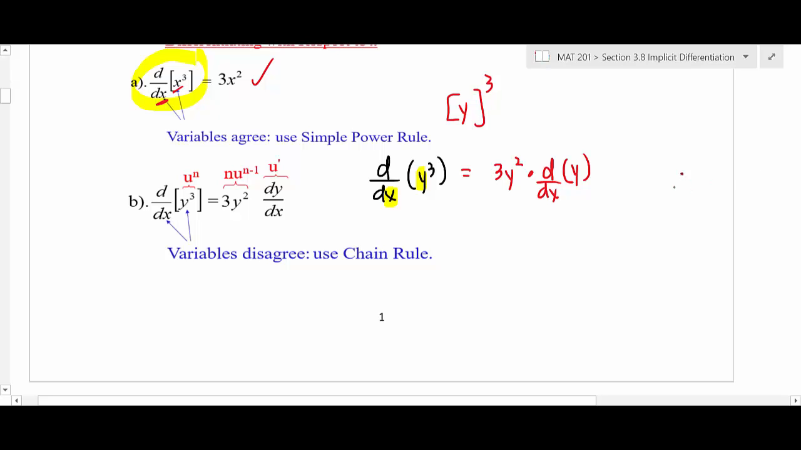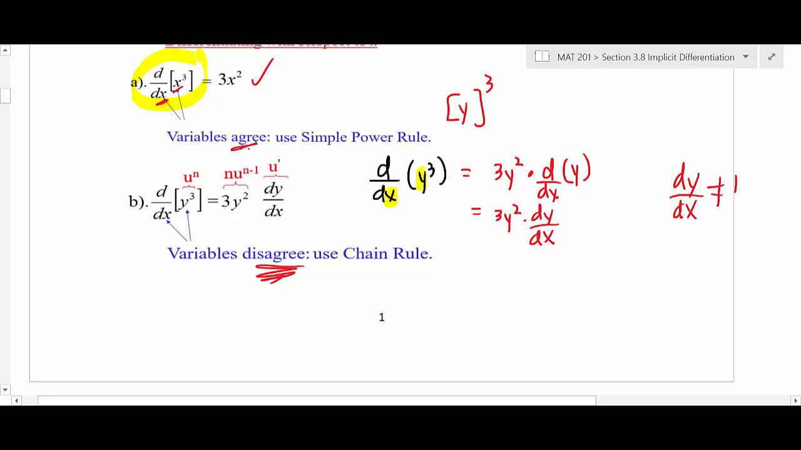Now, the derivative of y with respect to x is not 1. Those variables are different, so you just write it as dy over dx. That's what it is. So you just have to leave that notation. Anytime the variables don't match, you write it that way. So that's what the derivative is: 3y squared times dy over dx. The reason we do this will make a little bit better sense once we start doing implicit differentiation. You'll see the point of that more. But for now, I want to just get you solid with what you do when the variables disagree.